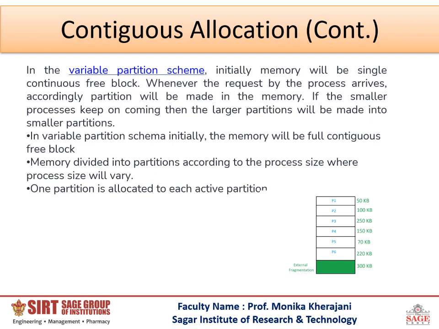Whenever the process size varies, one partition is allocated to the active process. Like if one process is coming of 50 KB, then we will allocate 50 KB. Then the next process is coming and it requires 100 KB, then we will allocate 100 KB. Then there is no problem of internal fragmentation.